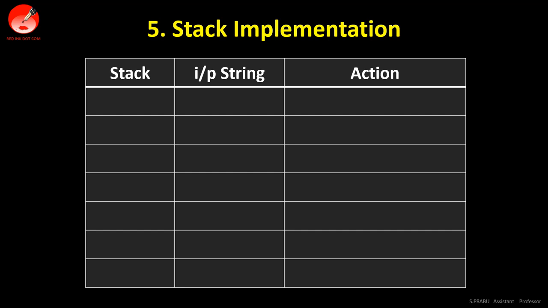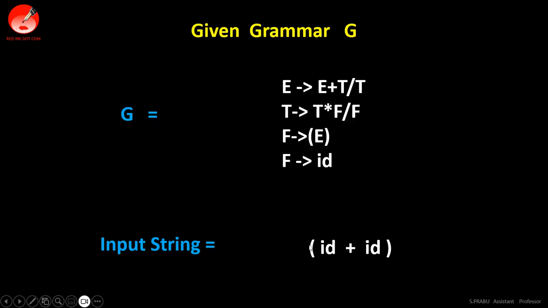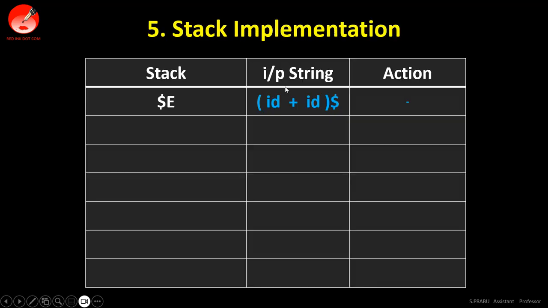In stack implementation, you can create three columns. First one is stack, second one is given input string, and third one is action. In this problem, the given input string is open bracket ID plus ID closed bracket. The starting symbol is capital E. So I can write the capital E after the dollar symbol. Then I can write the given input string followed by the dollar symbol. So this is the initial condition to start the stack implementation process.